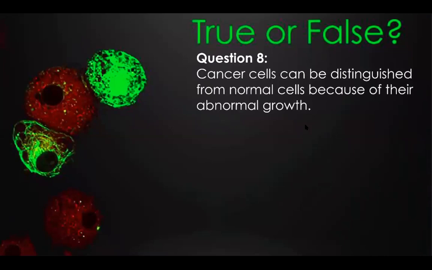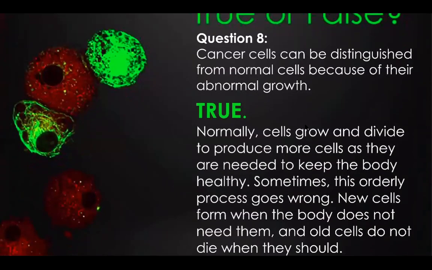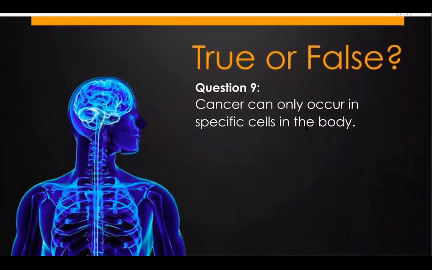Number 8, cancer cells can be distinguished from normal cells because of their abnormal growth. This is an interesting one where 100% of you went with true, and that is the case. And there's a really good effective way of screening. This is why they do biopsies, where if there's some kind of lump or something that seems suspicious, they'll take just a few cells out of it and look at them, and you can literally visually see cancer cells. And we'll do a little comparison right after this.